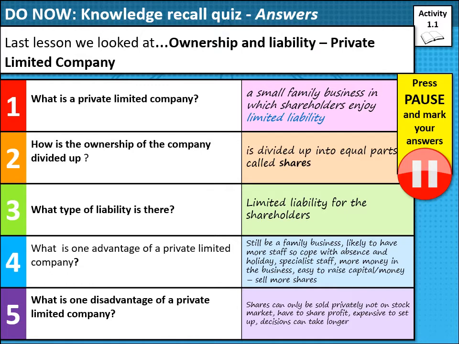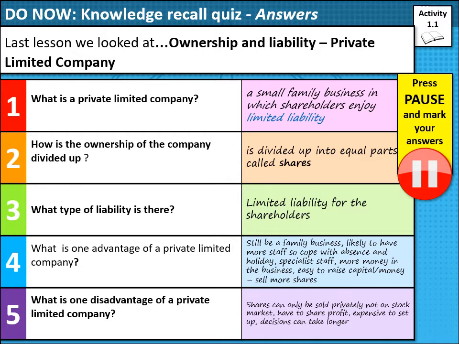What is one advantage of a private limited company? I've put a few advantages down here so you can hopefully have picked one of them. It can still be a family business. It is likely to have more staff to cope with absence and holiday, might have specialist staff, and more money in the business. It is easy to raise capital or money and sell more shares. Also, banks prefer a private limited company because they can see that there are shareholders, so it's easier to get a bank loan as well.